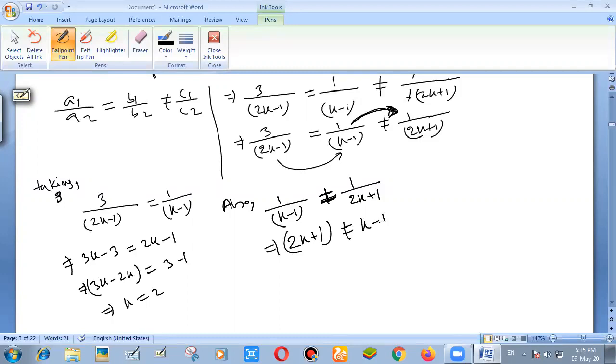Up to this clear? Now see, if you take k to the left hand side, the properties of does not equal to and equal to are the same. If you take any term to the left hand side, the positive term will be negative. So 2k minus k does not equal to minus 1 and minus 1. So it will be k does not equal to minus 2. Clear about this?